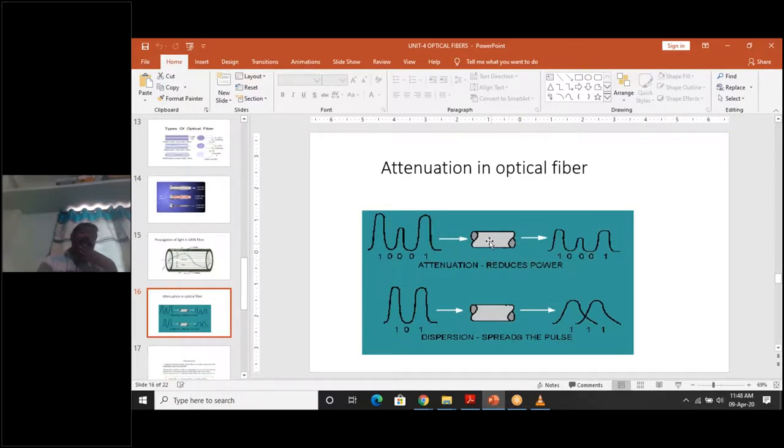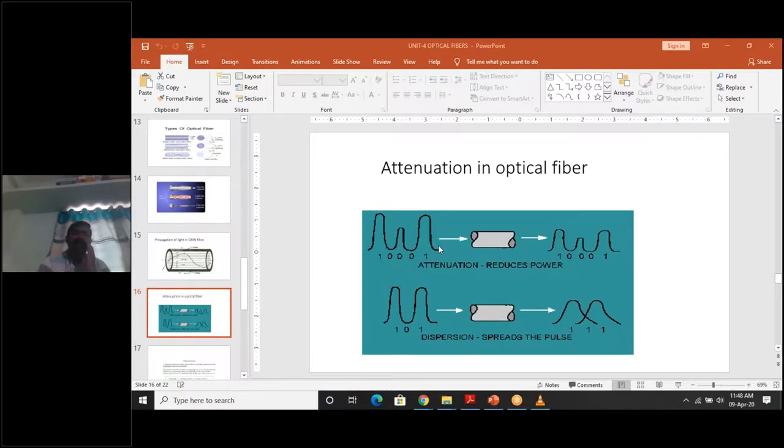For example, if it is having some holes, then what is the output? Less than 1 liter, because some amount of water leaks through the holes. So you will not get the same water at the output as that of input. This is called loss. You lost some amount of water. The same is applicable for optical fibers.